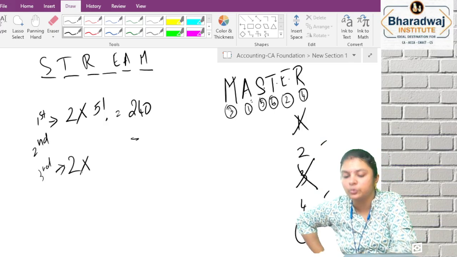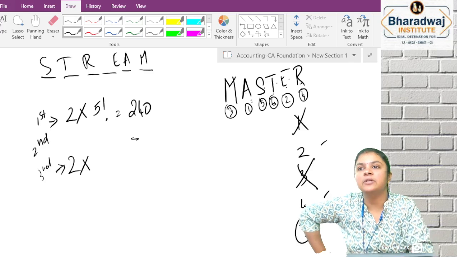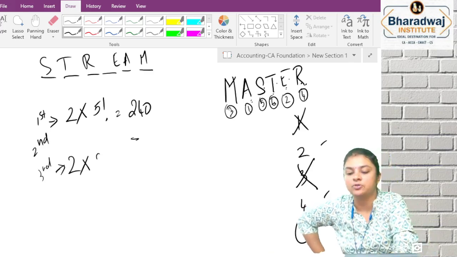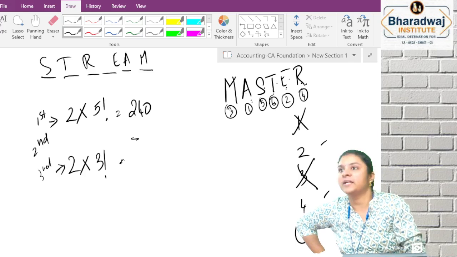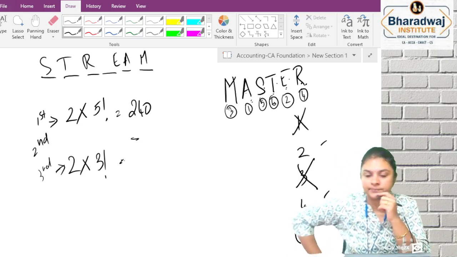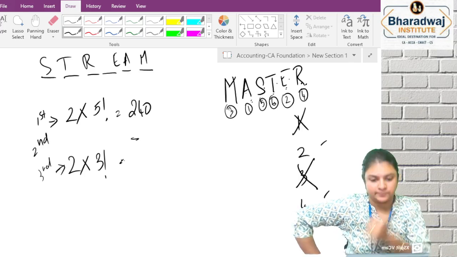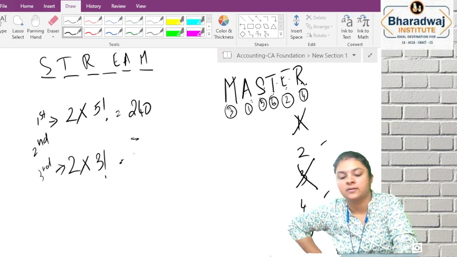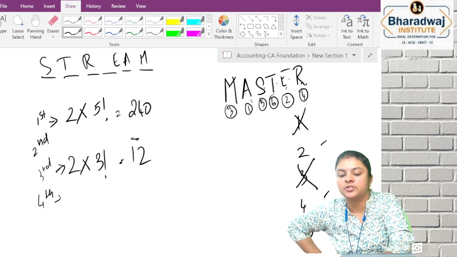So again 2 into, how many positions are left out? 3 positions are left out. TER, 3 positions are left out. So 2 into 3 factorial. 2 into 3 factorial, which is 12. Now come to fourth position.